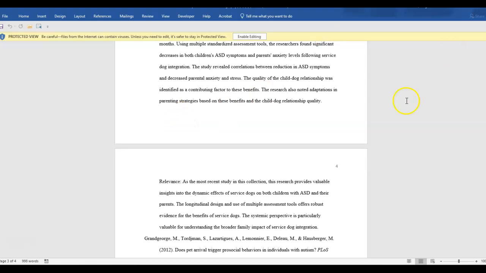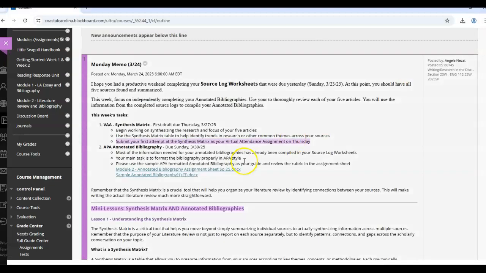So that's pretty simple. If you've done a good job with your research, your source log that was due last night, then you should have a fairly easy time with this annotated bibliography, which is due Sunday, the 30th of March. Now this is worth 5% of your total grade, so you want to get it done.